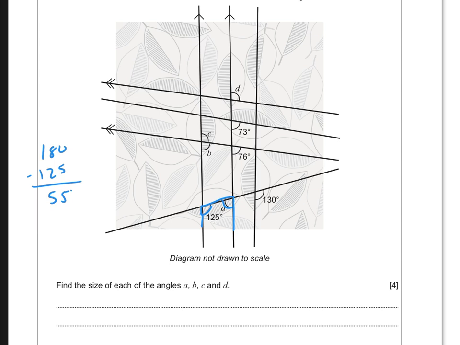For B, we can see that this line here cuts this line and this line again, which is parallel, so angle B and angle 76 are actually in the same position, so they correspond with each other. So we say B is equal to 76.